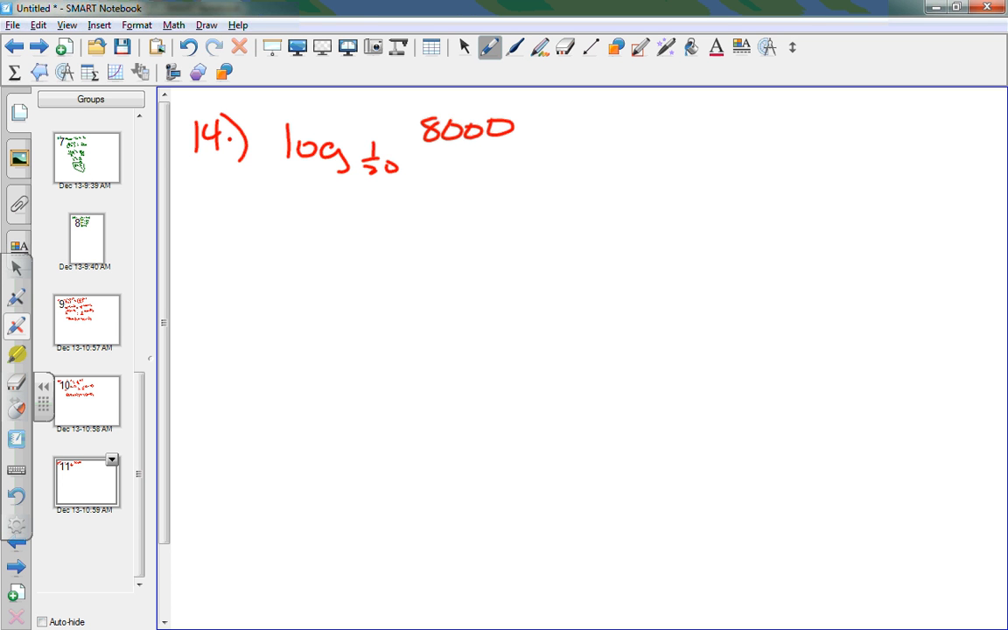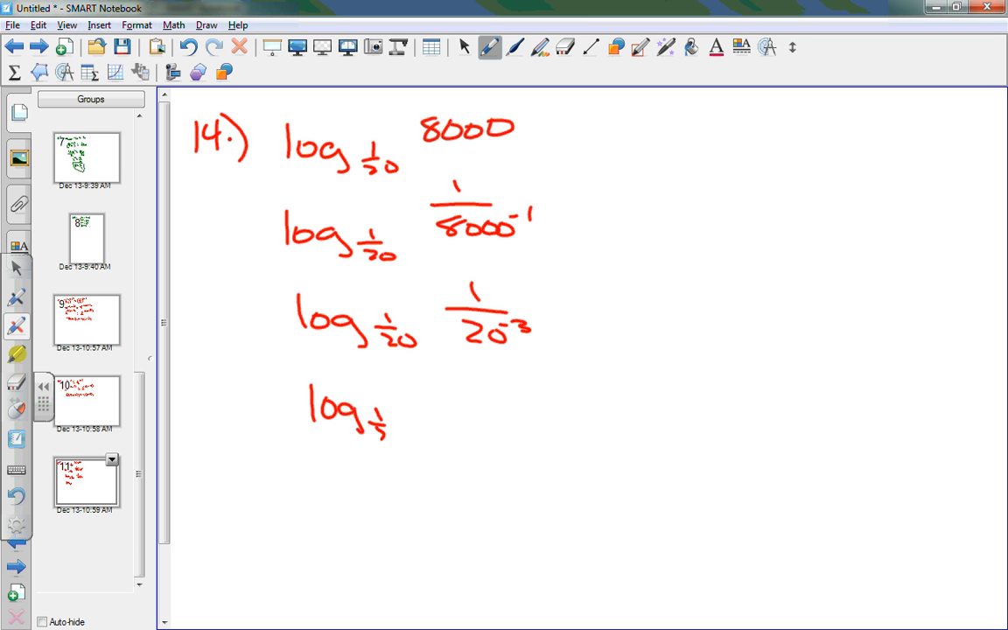Okay, so with that said, how do I go about doing this? Well, I'm going to cheat, make this log of 1 over 20 is equal to 1 over 8,000 to the negative 1. And this is going to be log of 1 over 20 is equal to 1 over 20 to the negative 3. Which now makes that log of 1 over 20 is equal to 1 over 20 to the negative 3. And now what happens?